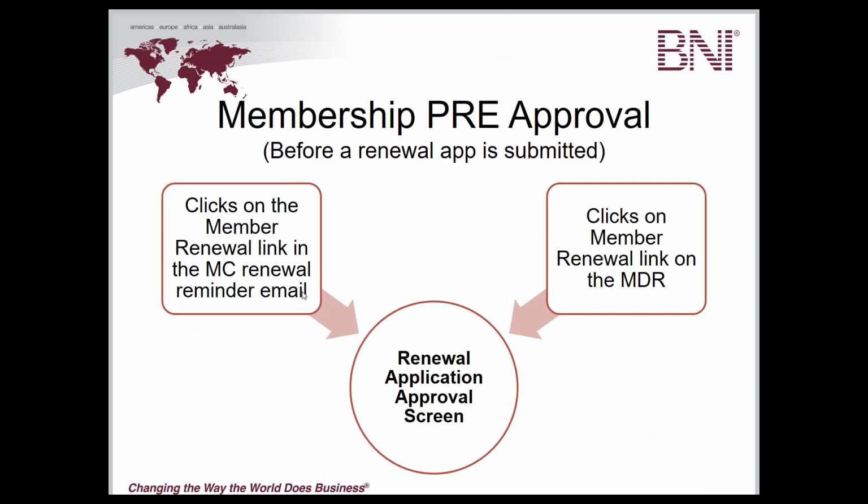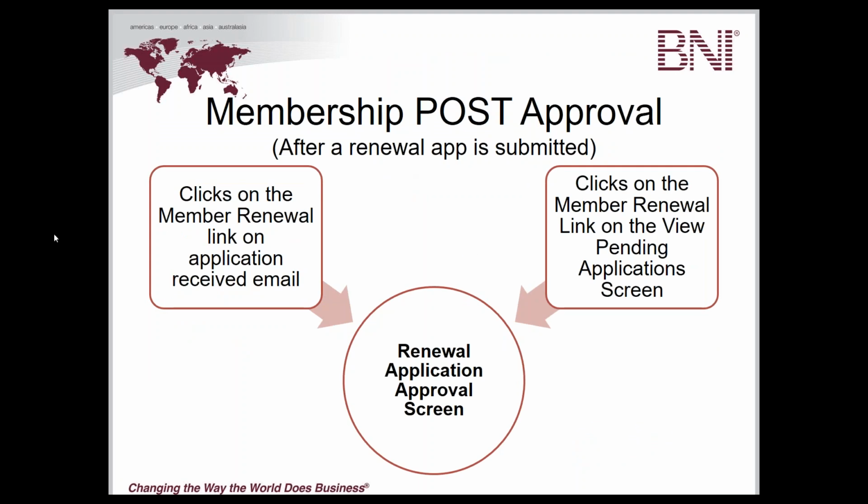All right, so the second part of this process, that's a pre-approval. We have a post-approval. In other words, for example, with Marky Mark, he already put in an application, so now we are going to approve him after the fact. We can do that based on the email notifications that we get as a membership committee. We get an email saying, hey, guess what? Marky Mark just submitted an application. You need to go approve that now. The other way to do that is in the pending applications screen. So let's go take a look at the pending applications screen.